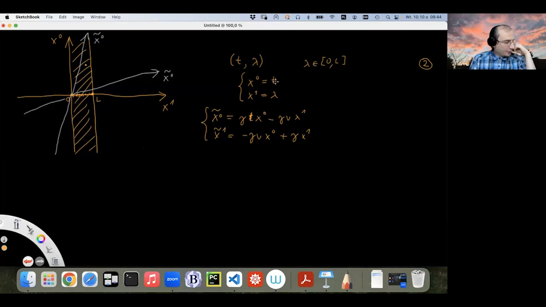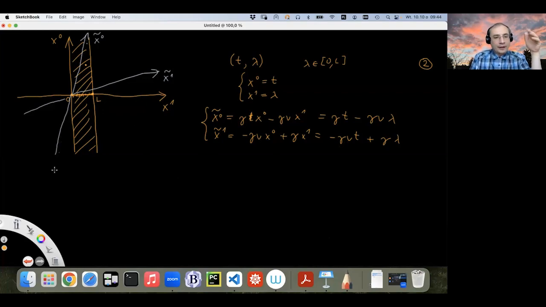Okay, now we go to the mathematics. We would like to see what this thing looks like in the tilde frame. So we substitute t and lambda here. By t and lambda, now we mean the parameters describing this stripe over here. And what we will do is the following thing.